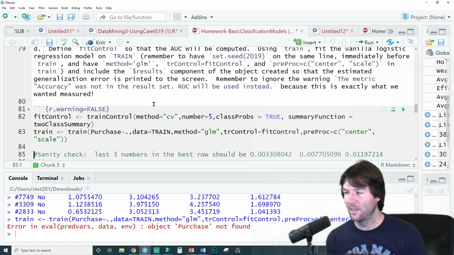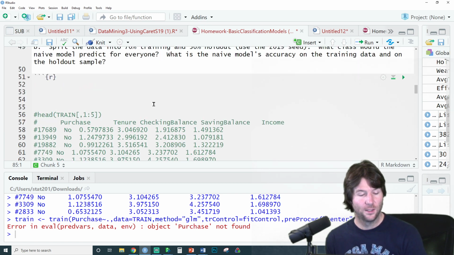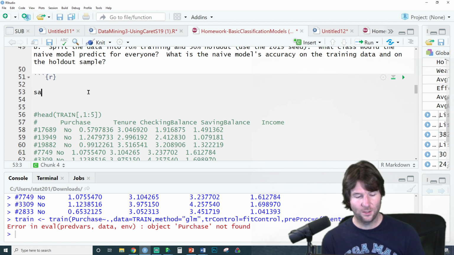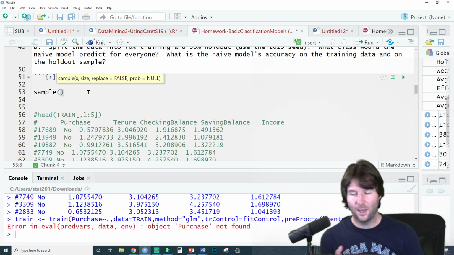Oh, because I haven't made train yet. So I have to make my train data. So we'll go right here. I'm just going to kind of do this. Would you mind explaining AUC? Yeah, we'll do that next here. Good question on AUC. A lot of people have been asking that one via email.